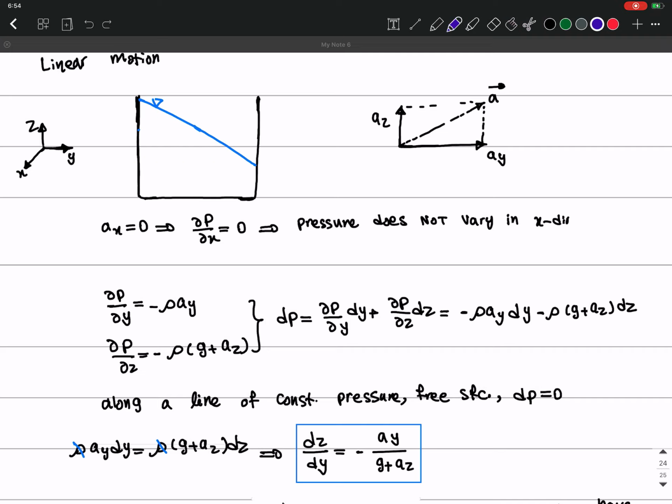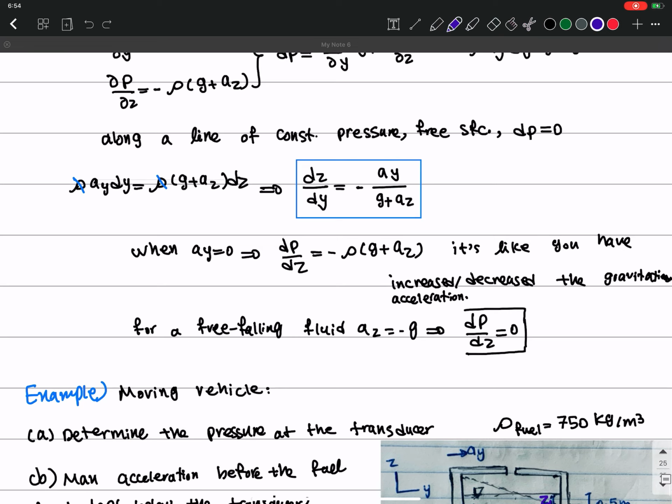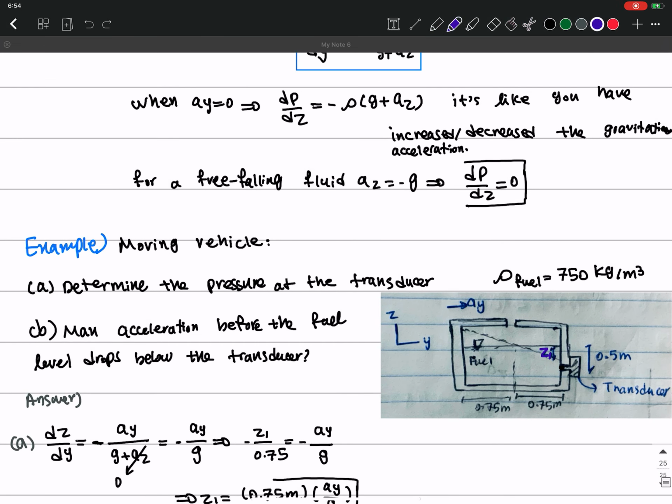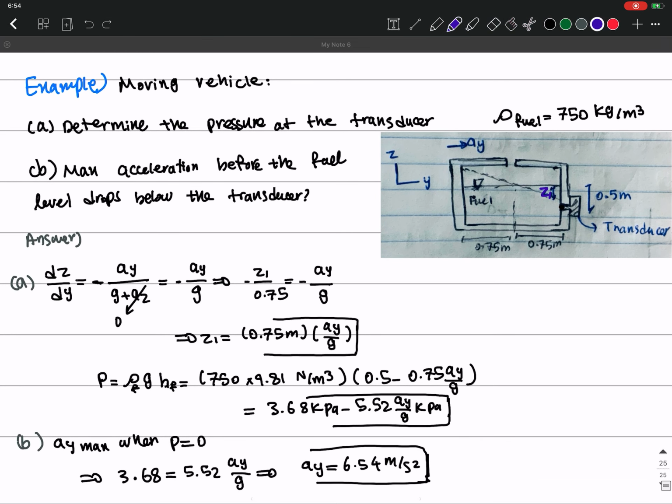Okay. And we said if we don't have a horizontal acceleration, only a vertical acceleration, it's like we increase or decrease the gravitational constant, like when you are on an elevator. Okay, and for a free-falling fluid, we don't have any pressure gradient. Okay, and finally, we solved an example for this moving vehicle where we calculated the maximum acceleration before the fuel level drops below the transducer.